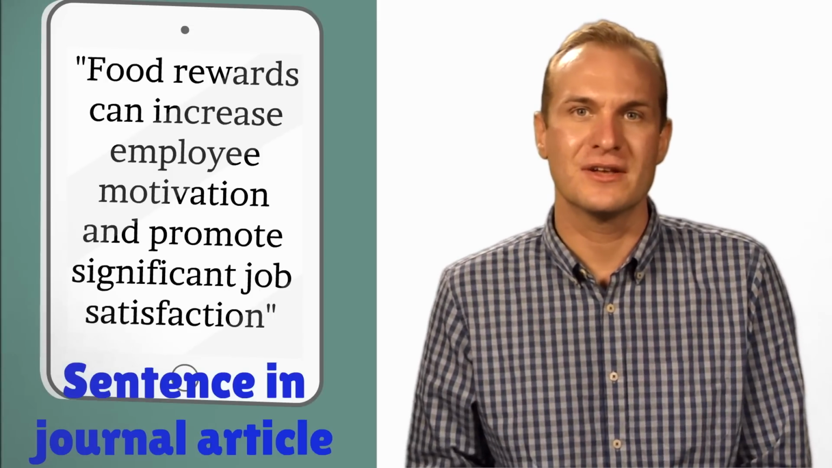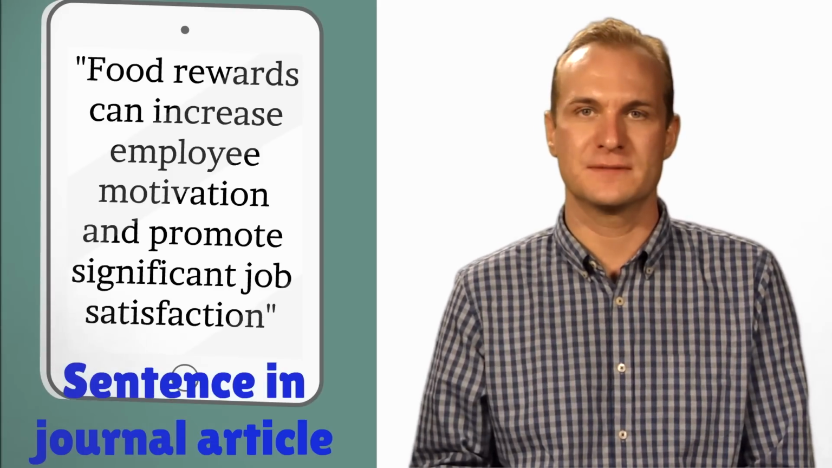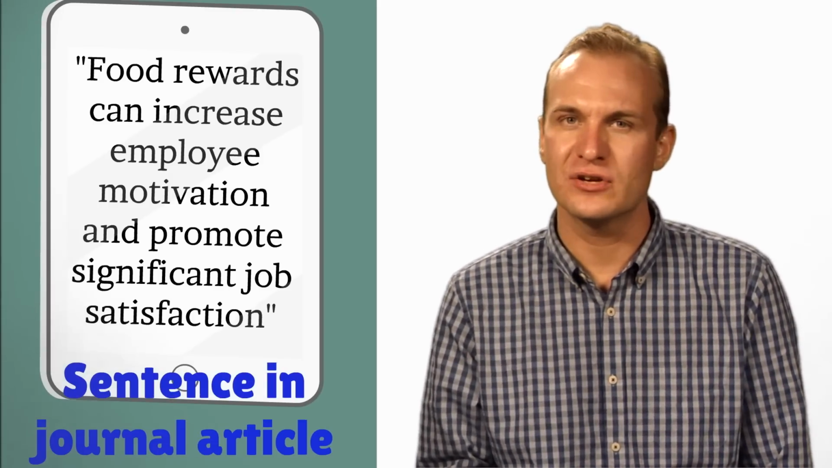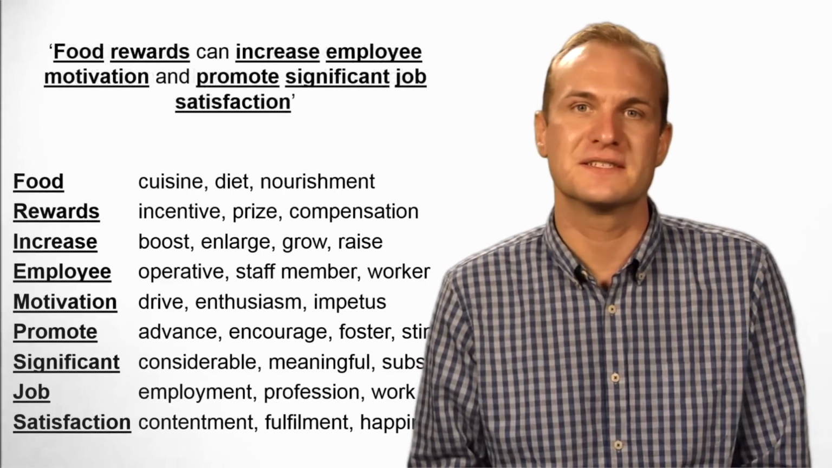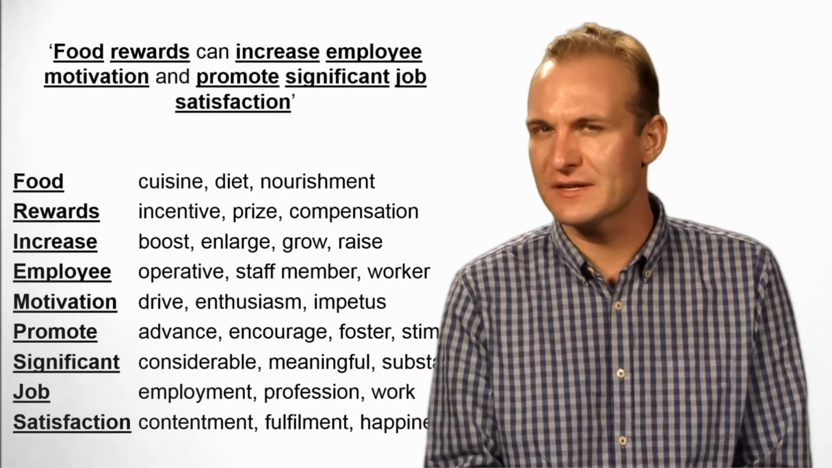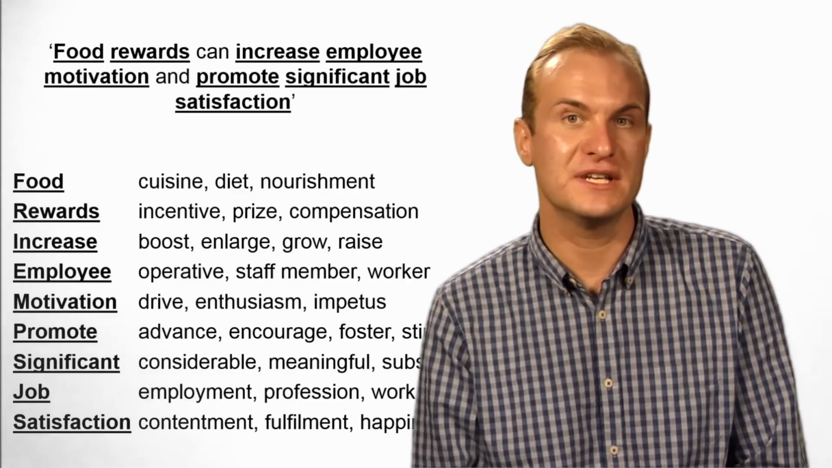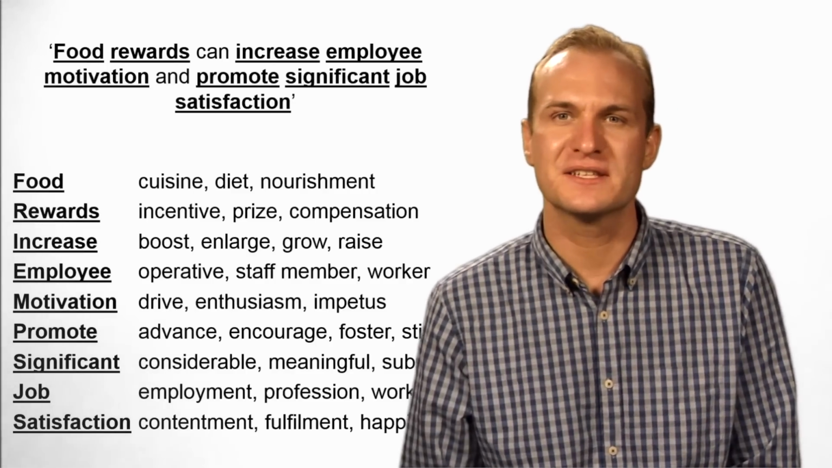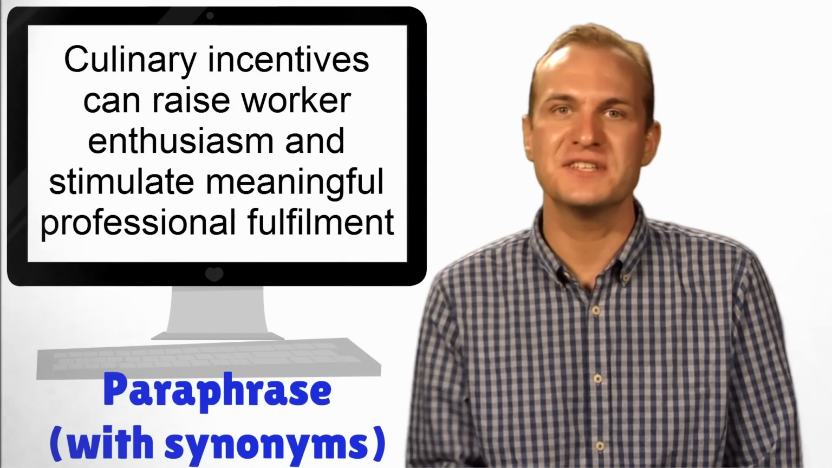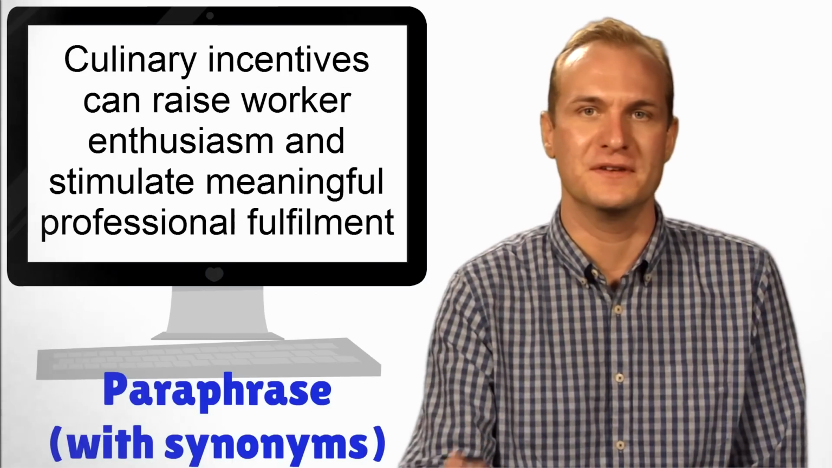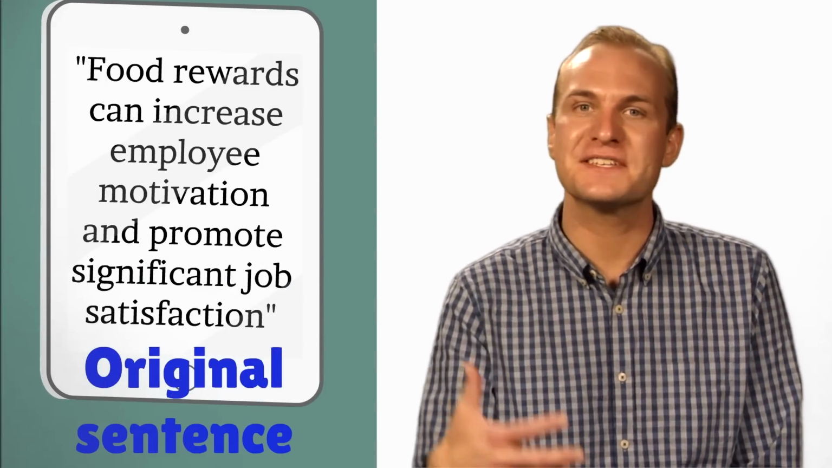However, to mention this research in your essay, you will need to express those ideas in your own words. To paraphrase this sentence, you could change the words using a list of synonyms. Here's what that might look like for this sentence. You have many options, so choose carefully depending on how you want to present this research. After changing the words into appropriate synonyms, your sentence now looks like this: culinary incentives can raise worker enthusiasm and stimulate meaningful professional fulfillment.